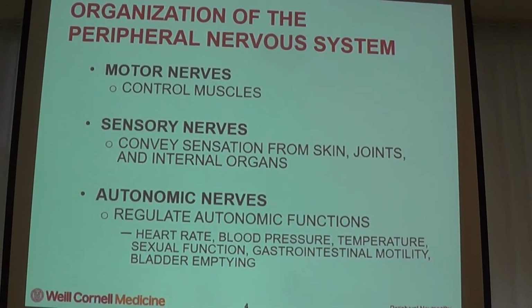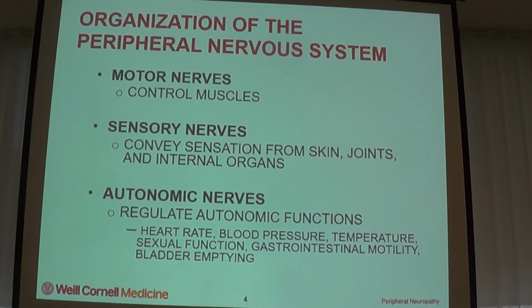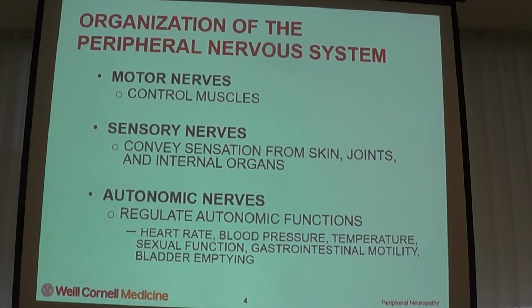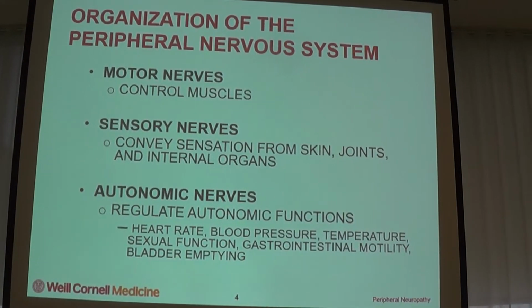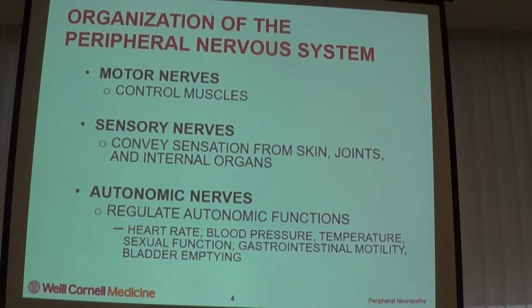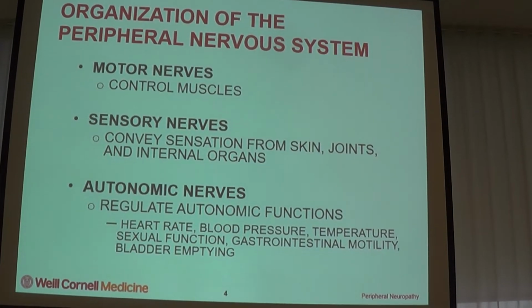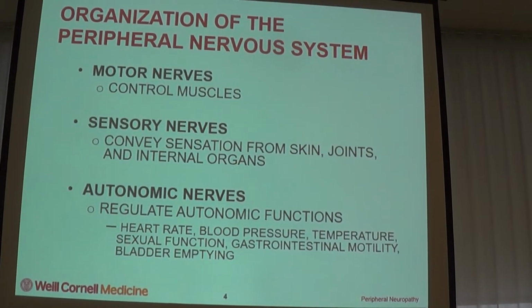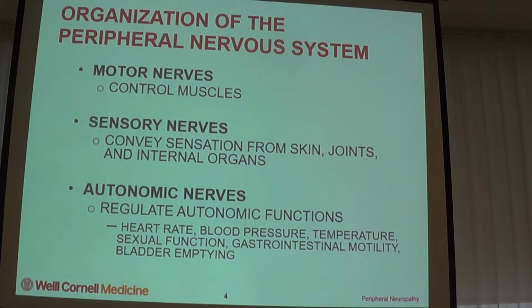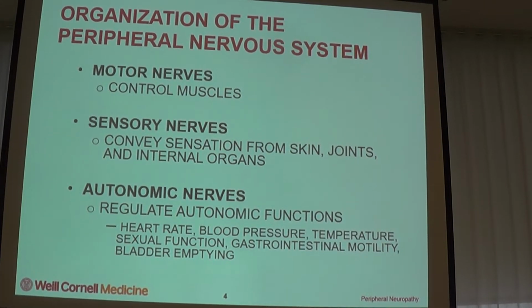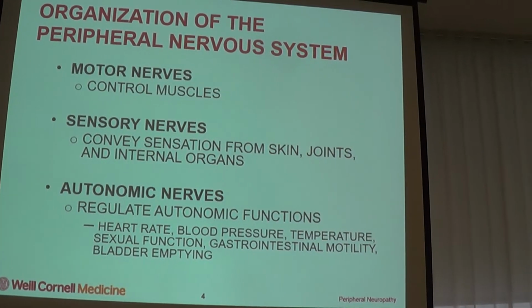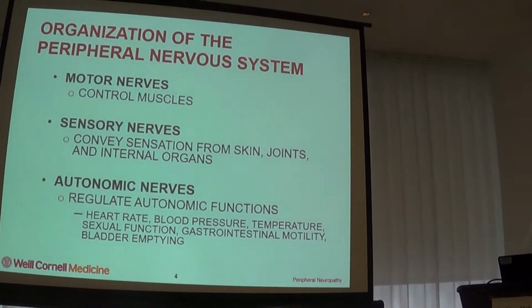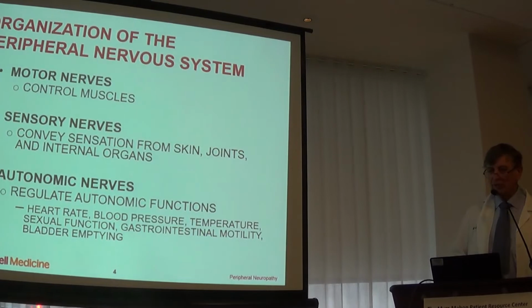And they could be broadly divided into three main categories. Motor nerves, which control the muscle and movement. Sensory nerves, which convey sensation from the skin, joints, and internal organs. And autonomic nerves, which control involuntary functions such as breathing, heart rate, blood pressure, temperature, sexual function, etc., even bone growth.